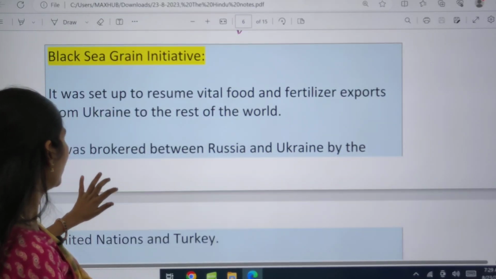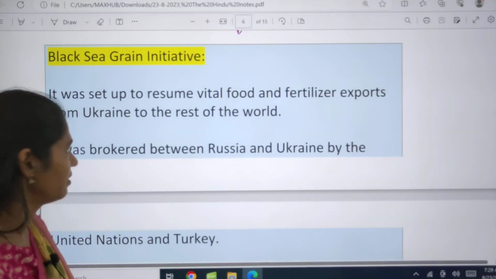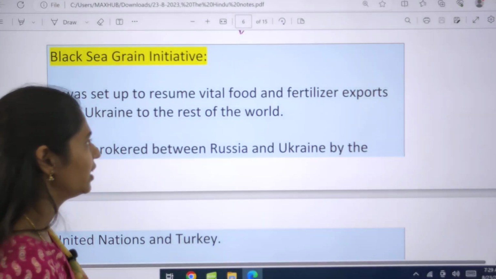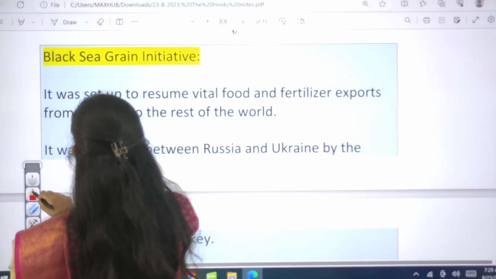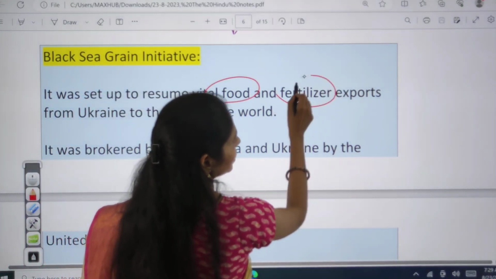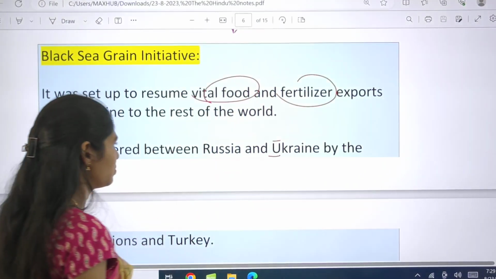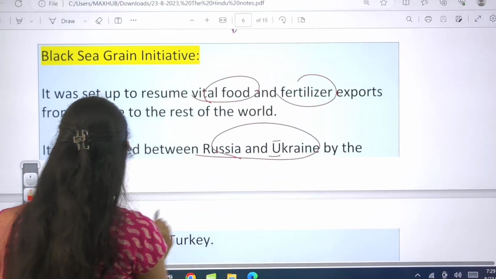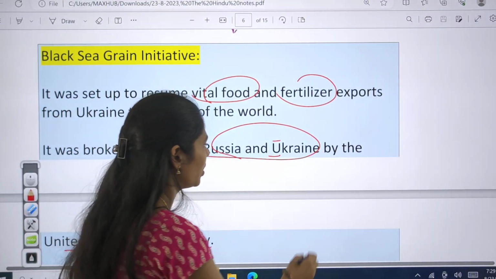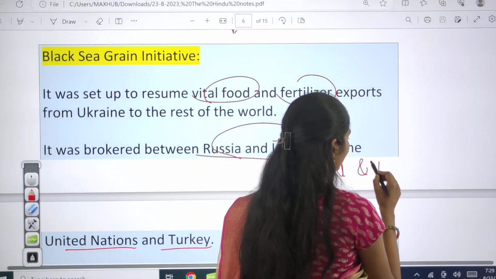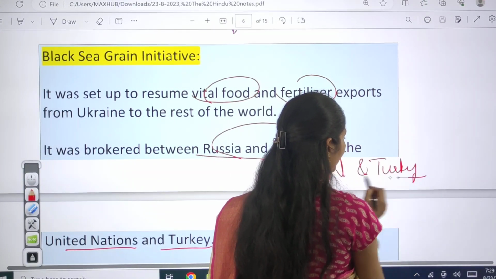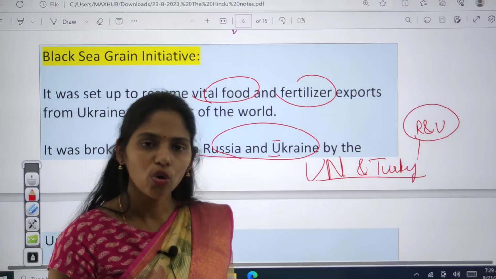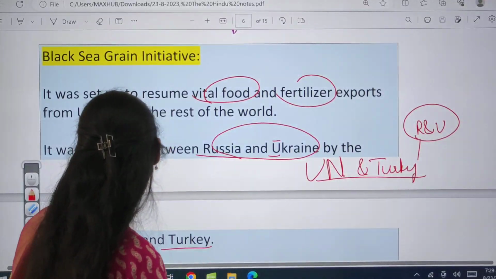And now let us try to see what is this Black Sea grain initiative. So actually, these ports in Ukraine are very important for food as well as for fertilizer exports. And this initiative was brokered between Russia and Ukraine by the United Nations and Turkey. So the United Nations and Turkey came up with this brokering of agreement between Russia and Ukraine to open three important seaports.